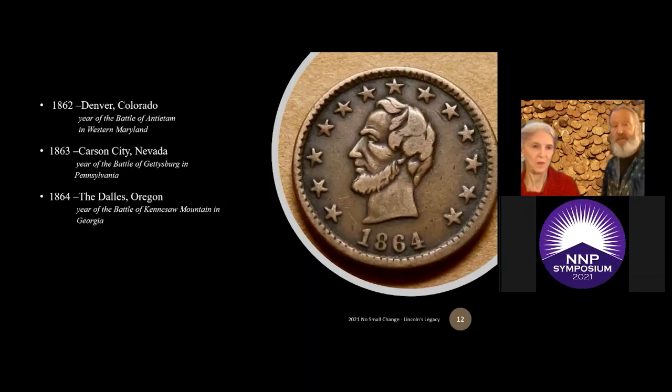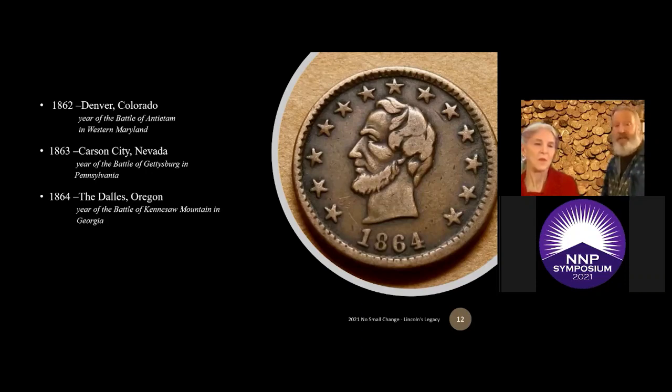1862, as we mentioned, Denver, Colorado. Everyone has a coin out of Denver, still going strong. But what people don't really realize is it was an assay office only for a long time, until I think 1907 before it struck coin. So it was approved in 1862. It was operating during the Civil War, but as an assay office.